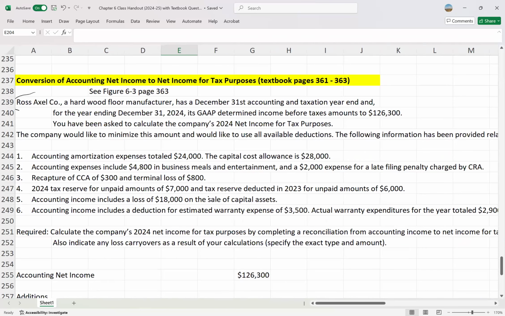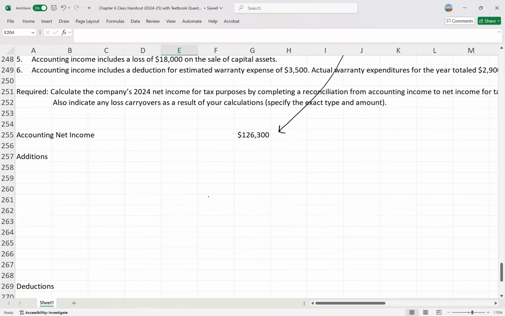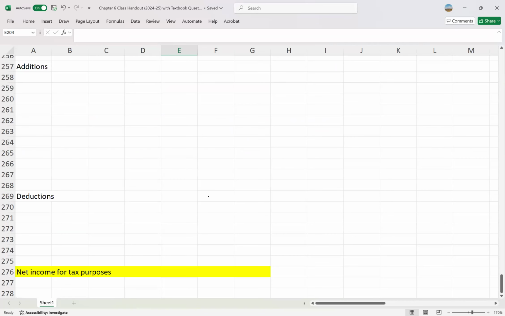We have this company, and they're a manufacturer of hardwood floors. They have a December 31st year end, and for the year ended December 31st, 2024, they've already determined their accounting income before taxes to be $126,300. So they've already prepared their financial statements. What we're going to do is start with that accounting net income, go through a bunch of reconciling items, additions and deductions, and that's going to give us their net income for tax purposes.